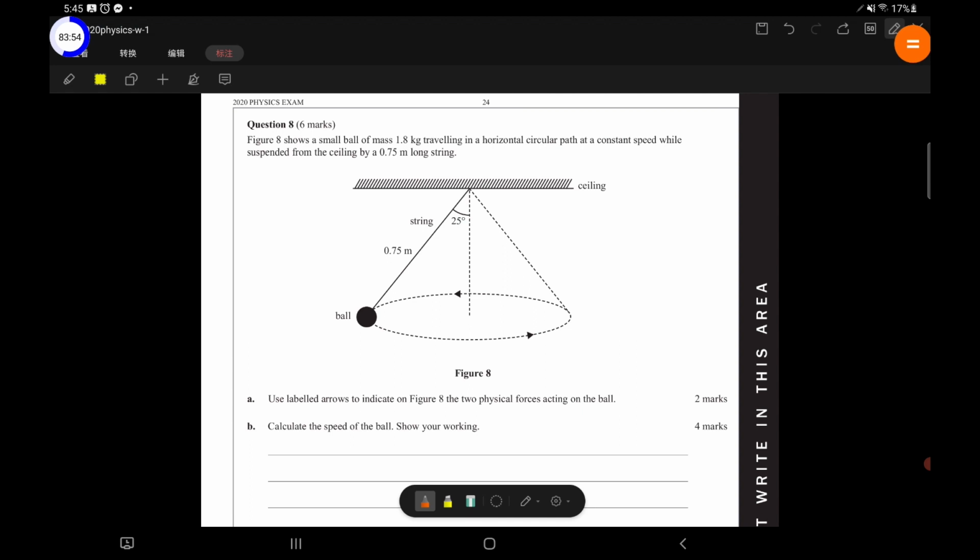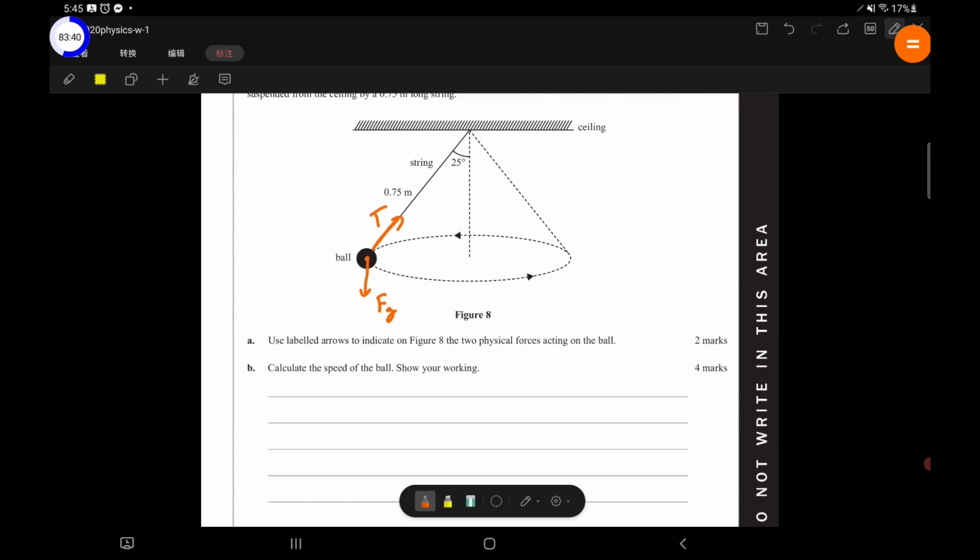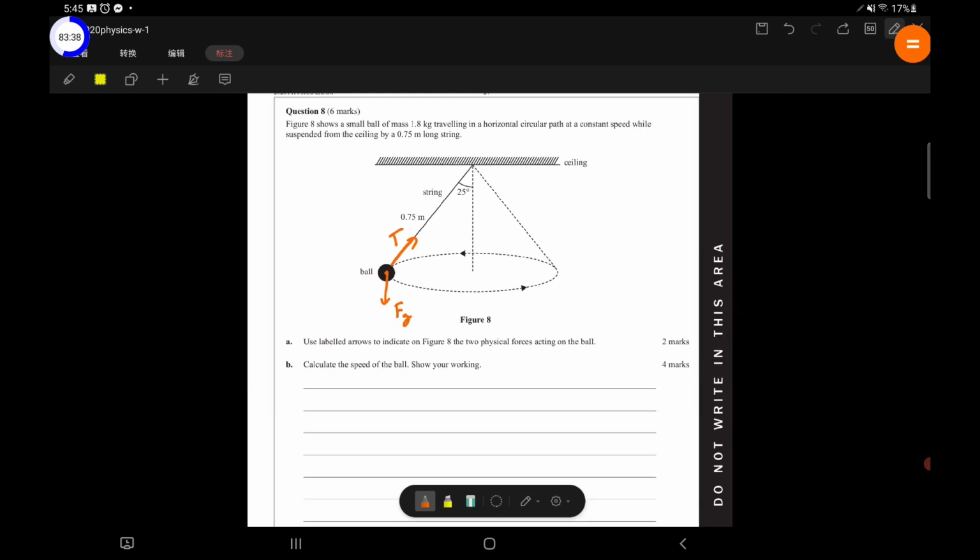Now, from part A, we have to label the two physical forces that are acting on the ball. One of them will always have to be the gravitational force. The other force is the force of the string, which is a tension force. Now, part B, we have to calculate the speed of the ball. So how would I approach this question?